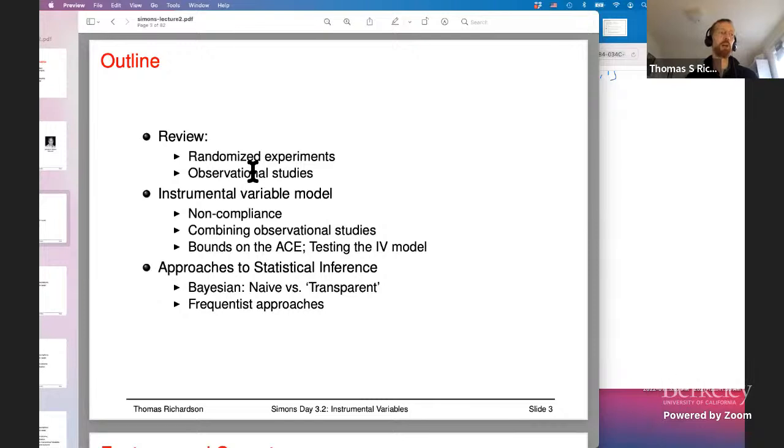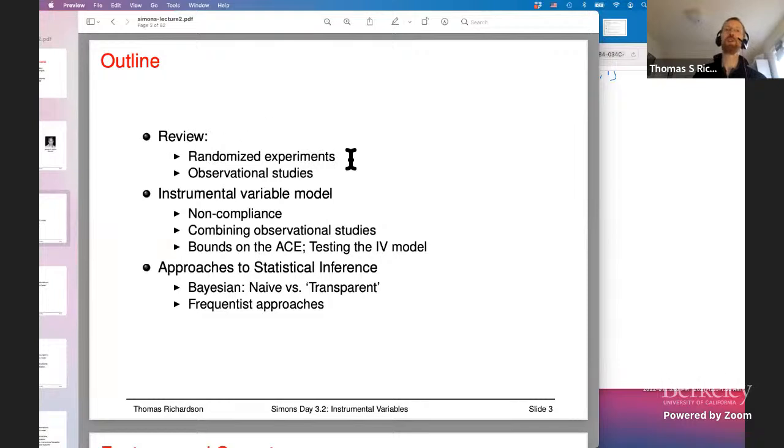And so part of the purpose of these lectures is to provide a bridge between the graphical way of doing things, which has a lot of strengths, and the potential outcome framework, which also has a lot of strengths. They're basically two different languages, and they have their strengths and weaknesses, but they complement one another. Okay, this is what I'm going to talk about.